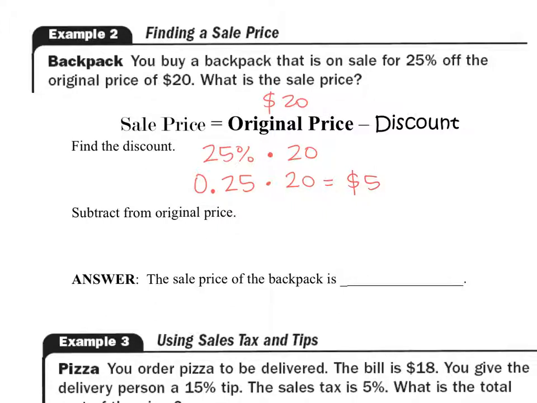You're welcome to use your calculators if you need to for this. This one, I don't think you need to, but you're welcome to. So now I know that the discount is $5. Now again, you need to be careful. We are not saying that the backpack costs $5 now. We're just saying that $5 is the amount of money you are saving from the cost of the backpack. And so your final step is you have to take the original price and subtract the discount to get that the sale price is $15.